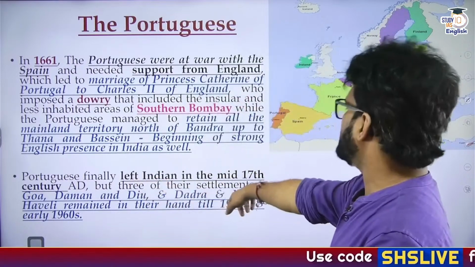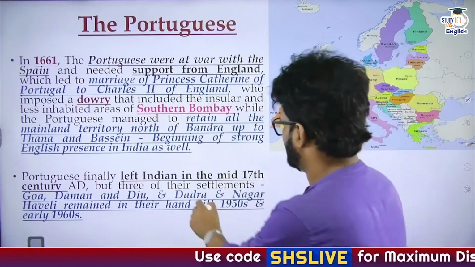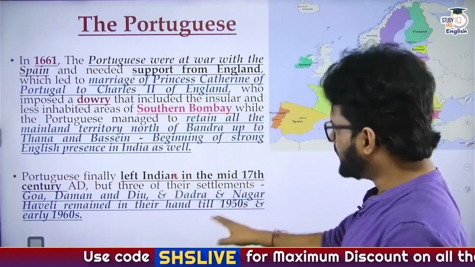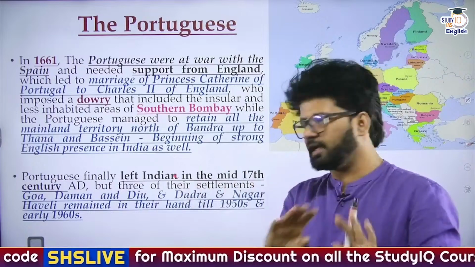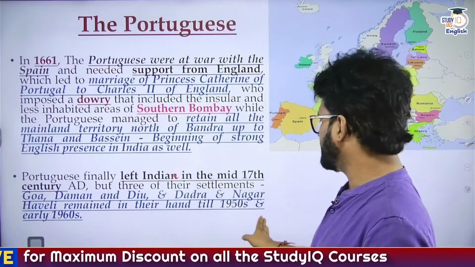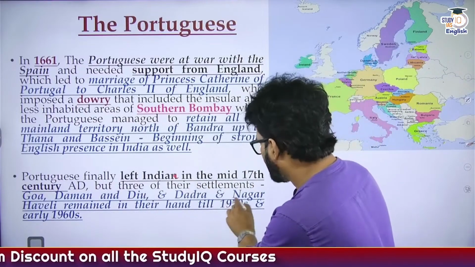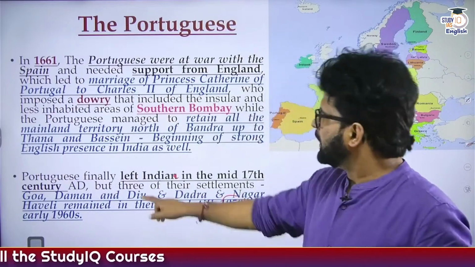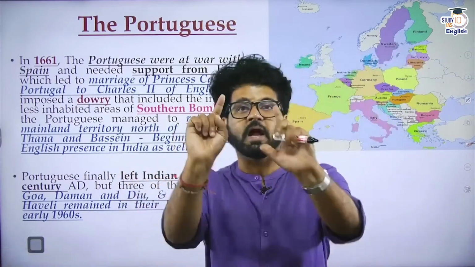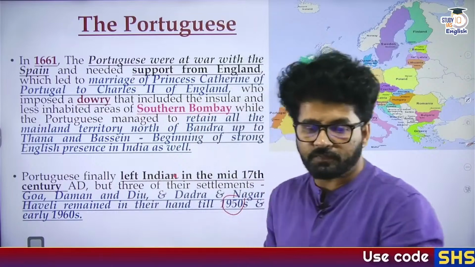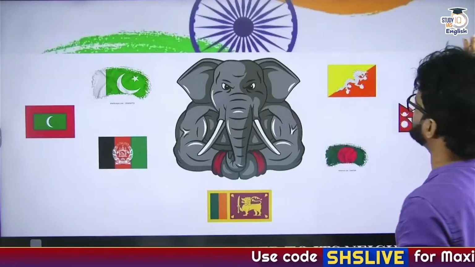So the Portuguese finally left India in the mid 17th century AD, but three of their settlements were still with them: Goa, Daman and Diu, and Dadra and Nagar Haveli. Dadra and Nagar Haveli they left in 1954. Goa and Daman and Diu got their independence in 1961. So these are some points which we have to keep in mind. Fine, sir and ma'am, let's move on.